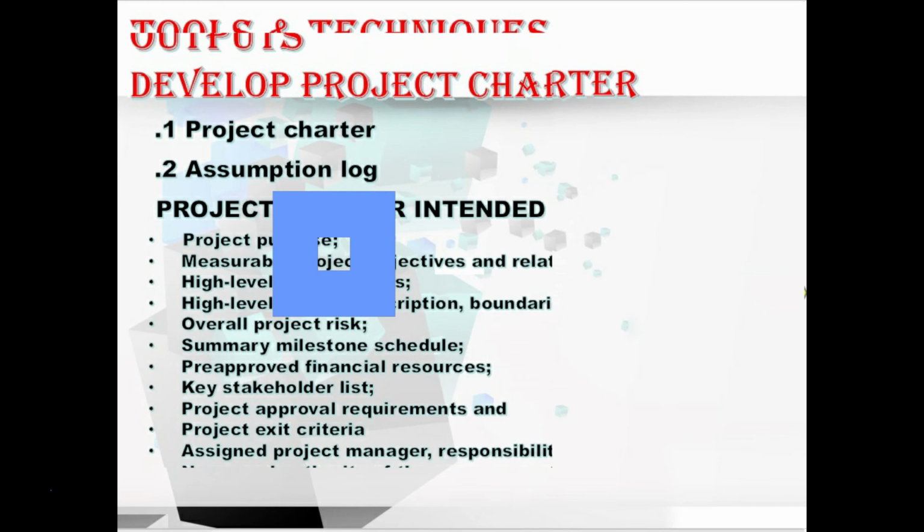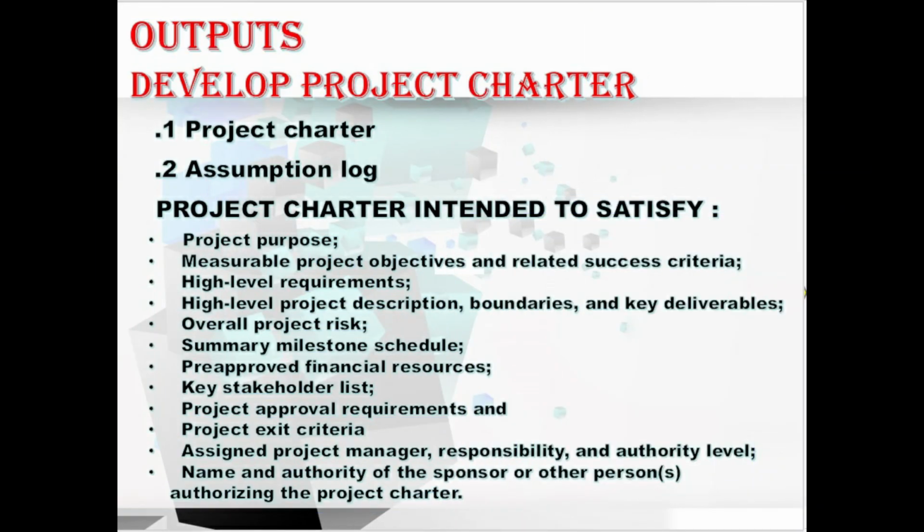Let's move to its outputs. In the outputs, first we have the project charter. What is the project charter? The project charter is the document issued by the project initiator or sponsor that formally authorizes the existence of a project and provides the project manager with authority to apply the organizational resources to the project activities. Also, this project charter is intended to capture the project purpose, the measurable project objectives and related success criteria, the high level requirements, the high level project description, boundaries, and key deliverables.